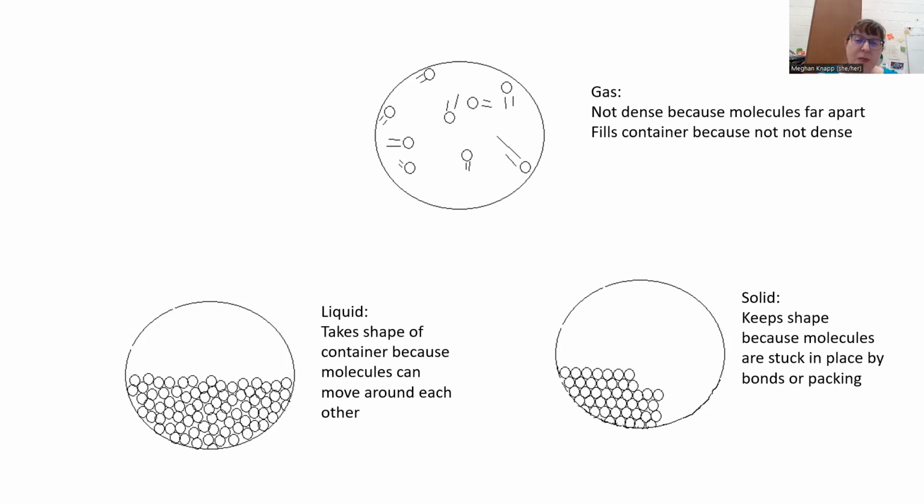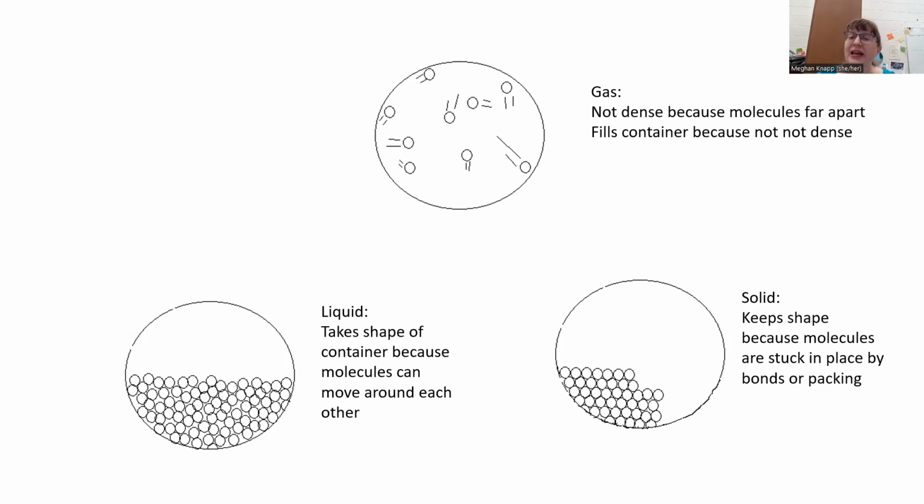Unlike with the solid, they're packed so tightly that an individual atom can't really exchange places with another atom nearby. We've got enough wiggle room in the liquid that it can vibrate, but it can also move around within that liquid. It can do what we call translate, move from place to place. And so because of this, the liquid takes the shape of its container.